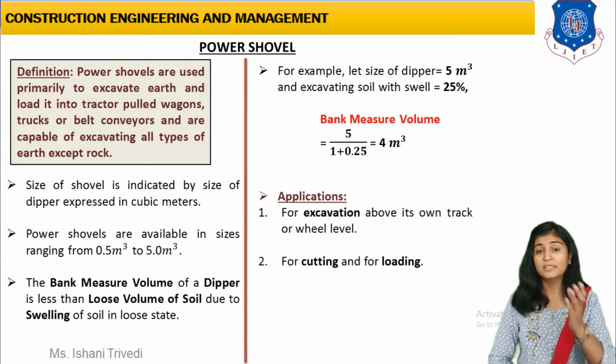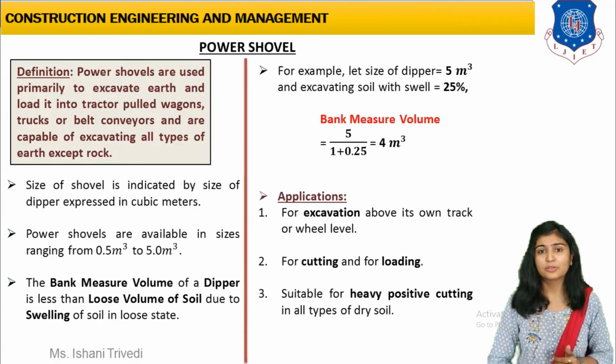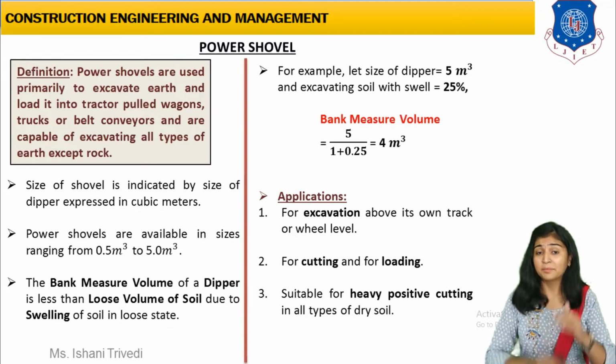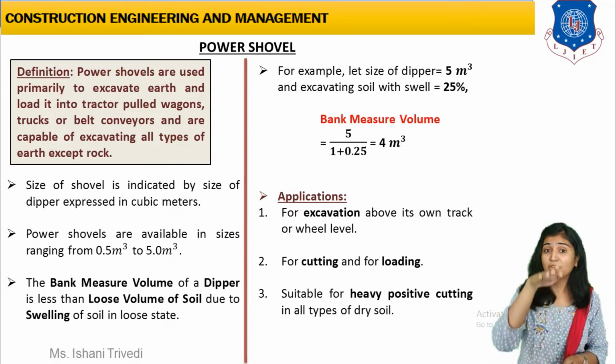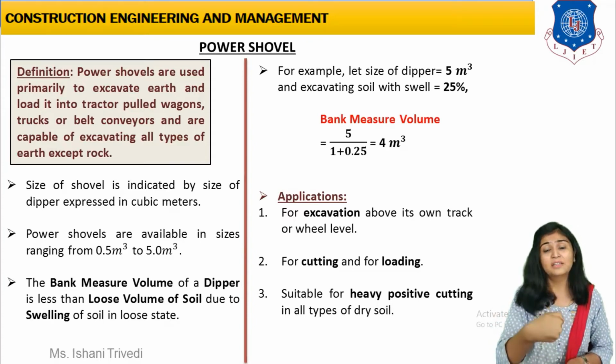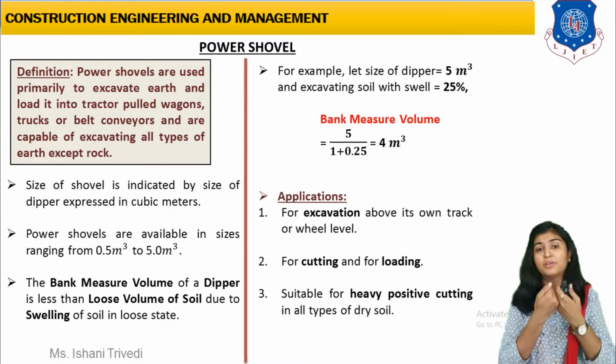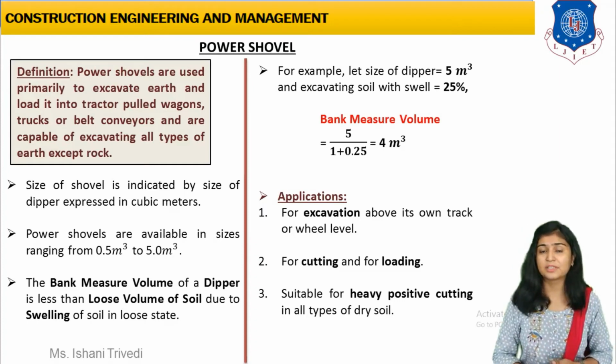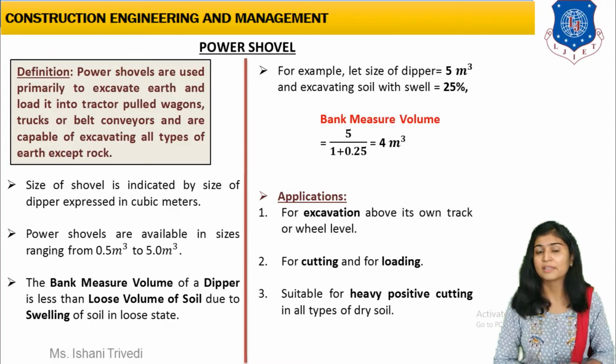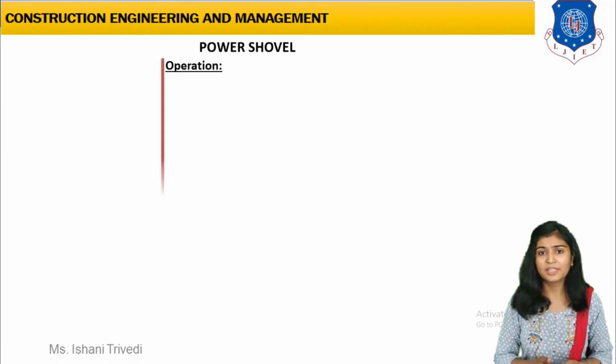Now, applications. What are the major applications of a power shovel? It is for excavation above its own track or wheel level, meaning you can perform the excavation only on the surface. You cannot go inside the soil, you cannot make a huge depth. You can just excavate on the top surface, right? In the case of clamshells, you can excavate up to a much greater depth. So here comes the difference. Next, it is used for cutting the soil, loading the soil and transporting it. It is suitable for heavy cutting in all types of dry soil. I think I already mentioned this.